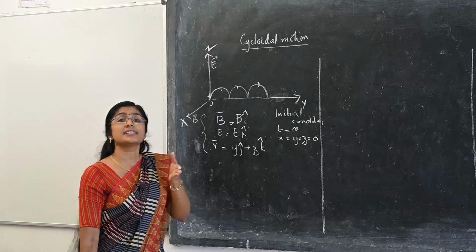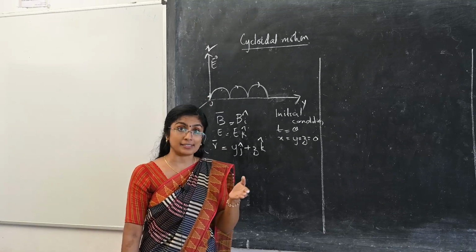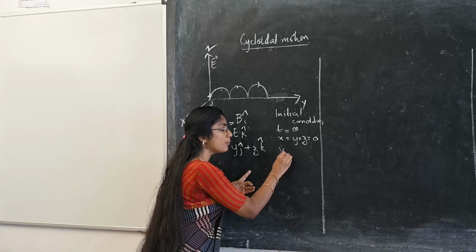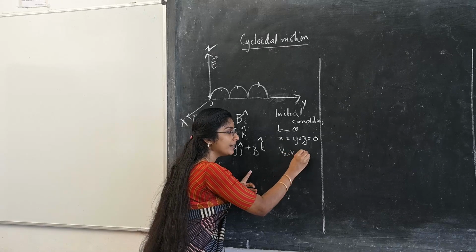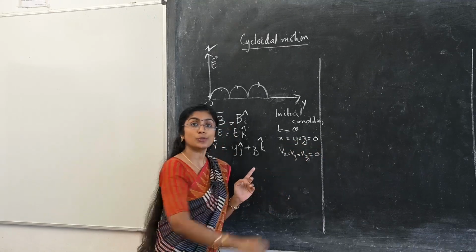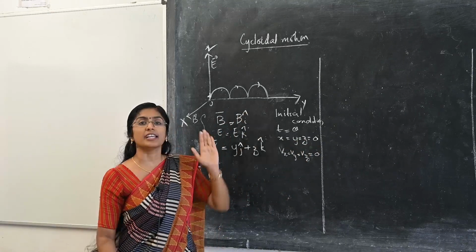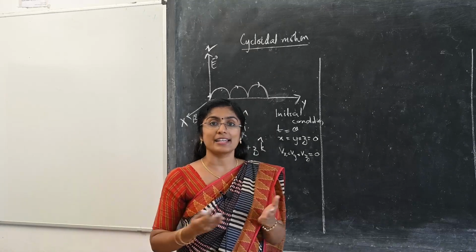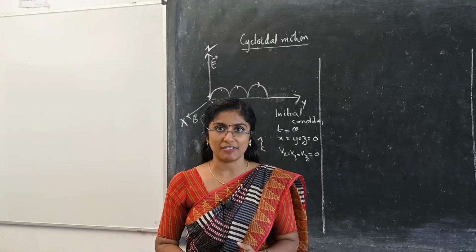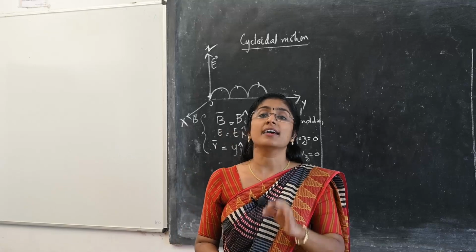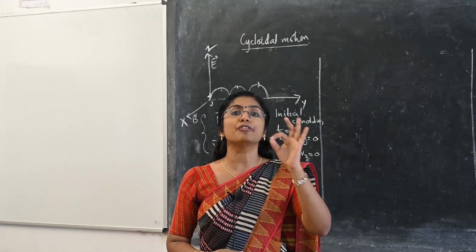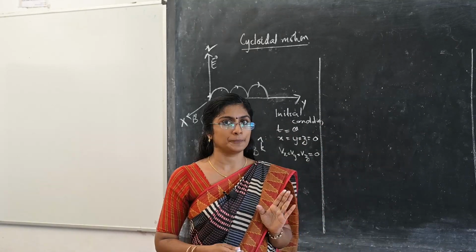And what state is it in? It is in a state of rest. That means its velocity components Vx, Vy, Vz are also equal to 0. So, this is the information at hand when I start my derivation, and I have to prove that this charged particle is going to follow a cycloidal path.